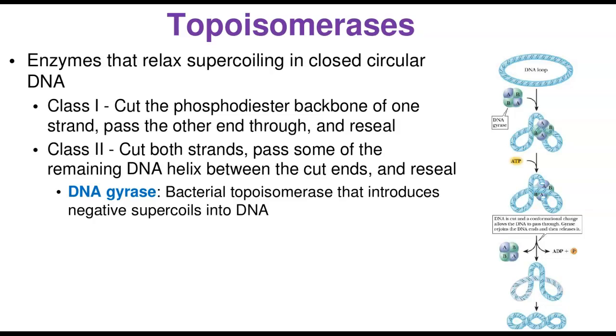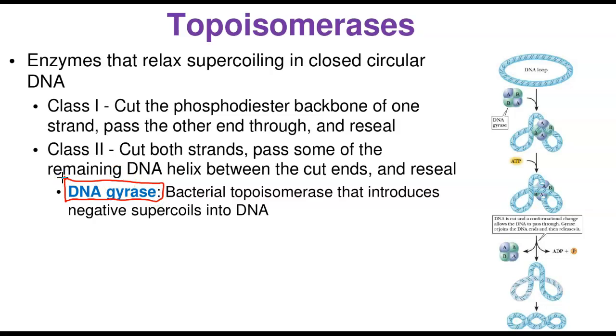And there are two types. There is the class 1 and the class 2. The class 1 cuts the phosphodiester bond on one strand and reseals it again. That's what they do. It cuts it from one strand and reseals it up. Class 2 cuts the two strands and reseals them to introduce the coil. And a very good example, the commonest one that has been the subject of several studies, is the DNA gyrase.